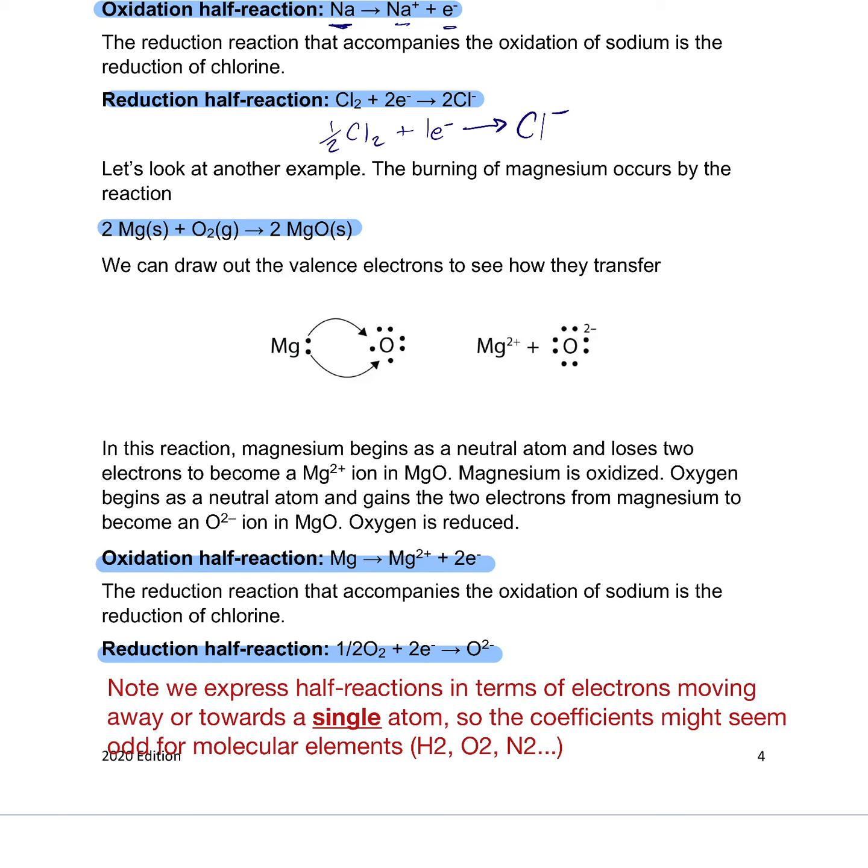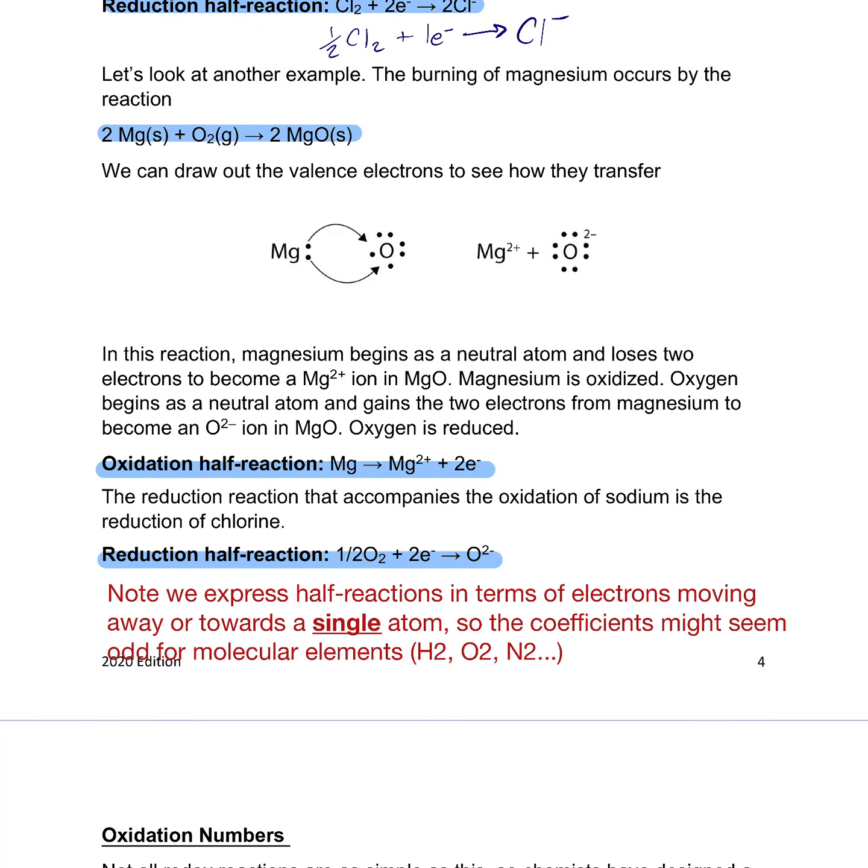All right, let's look at another example. Here we have the magnesium metal reacting with oxygen to create magnesium oxide. In this reaction, the magnesium begins as a neutral atom and loses 2 electrons to become magnesium 2+, so it has lost 2 electrons, which means that it has oxidized. Losing electrons, oxidation, LEO. So the magnesium is oxidized.